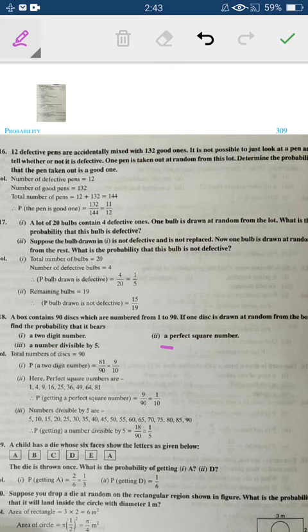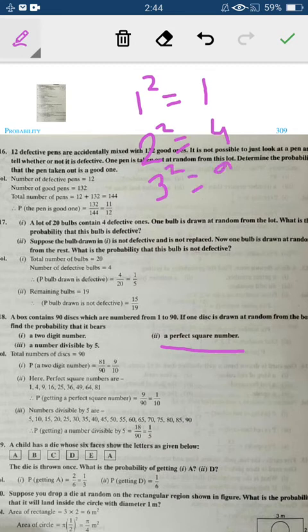Moving to the second part, a perfect square number. What do you mean by a perfect square number? The square of 1 is 1, the square of 2 is 4, the square of 3 is 9. So all these numbers whose square we are taking, 1, 4, 9, then 16, then 25, 5 square is 25, then 6 square is 36, all these numbers are perfect square numbers. So we have to write the perfect square numbers starting from 1 till 90.